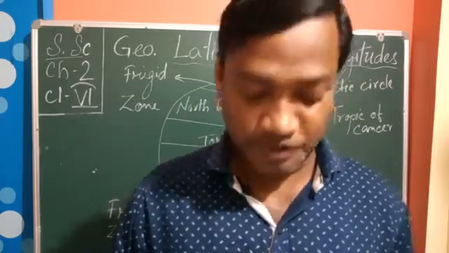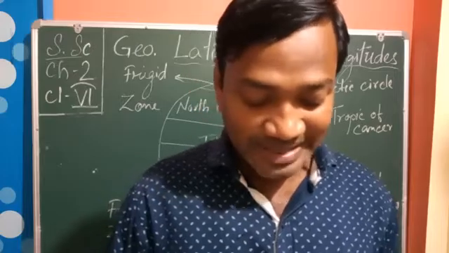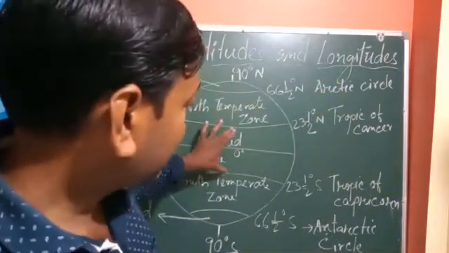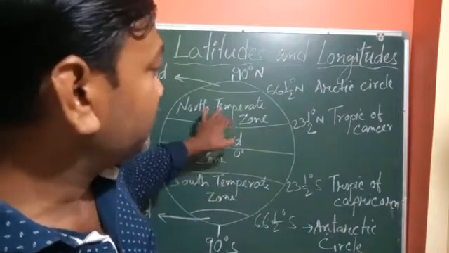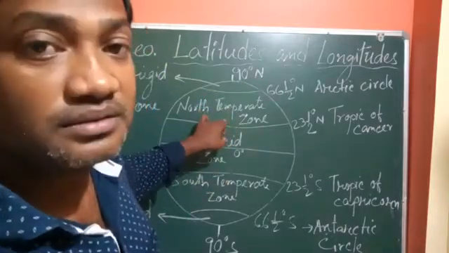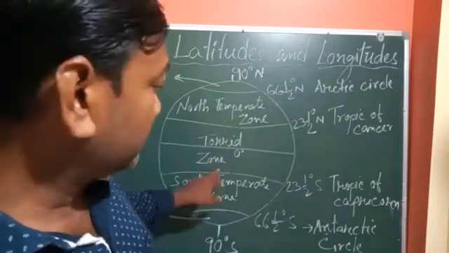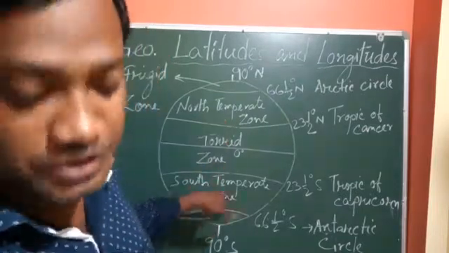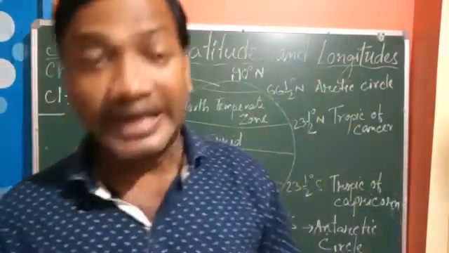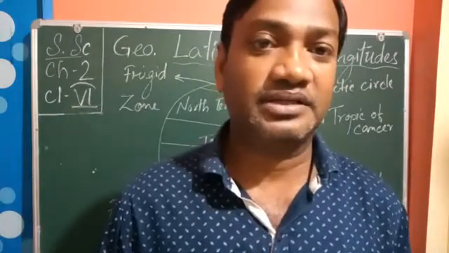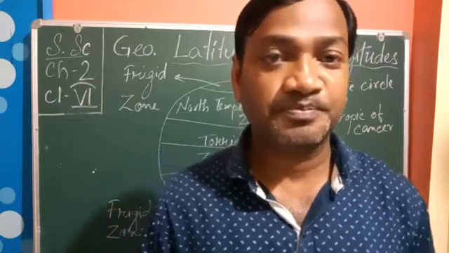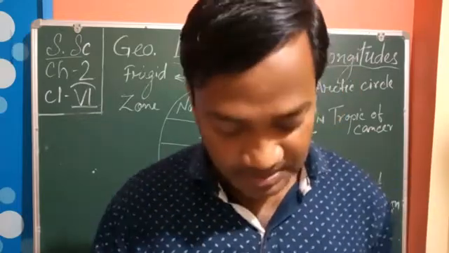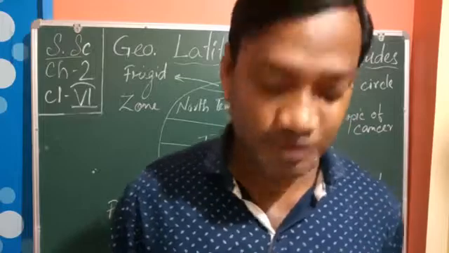Now the temperate zone. These are places outside the torrid zone. Up to here we find the torrid zone. After that we find another area, and here also we find another area. These two areas are called the temperate zone, and they receive less heat, not like the torrid zone. They get less heat from the sun, and that is why they are called the temperate zone.